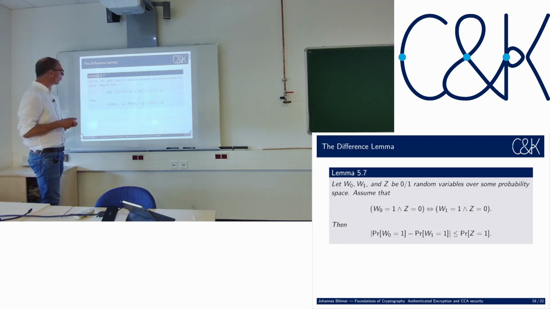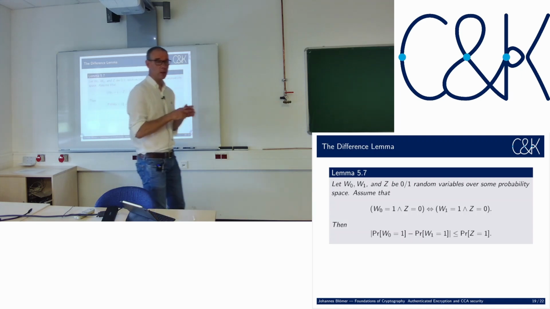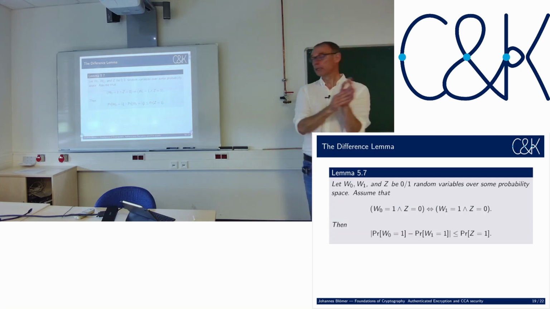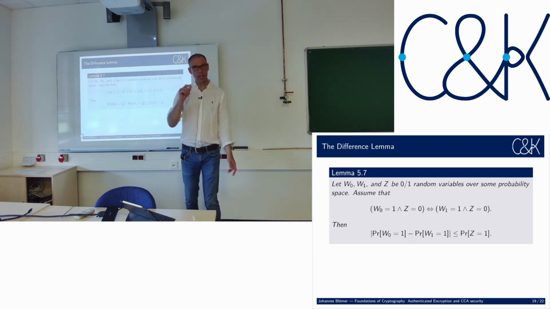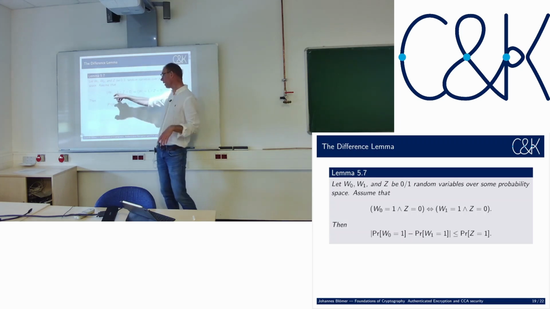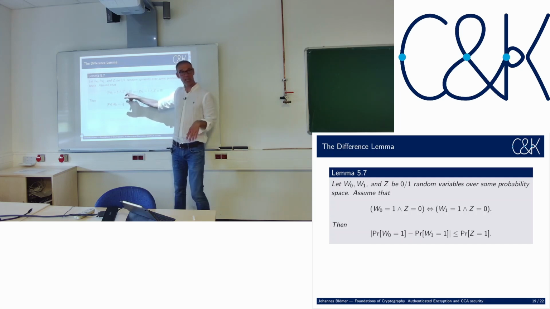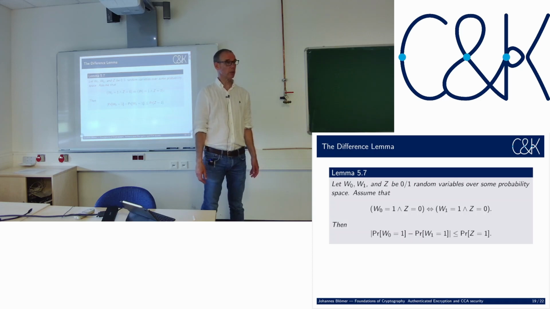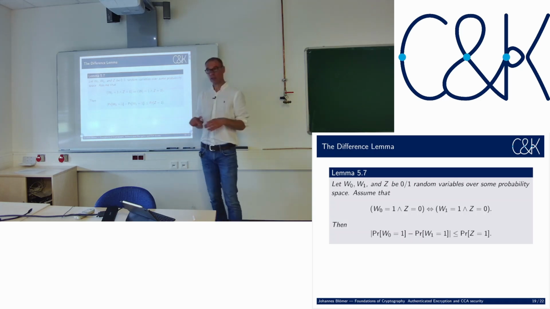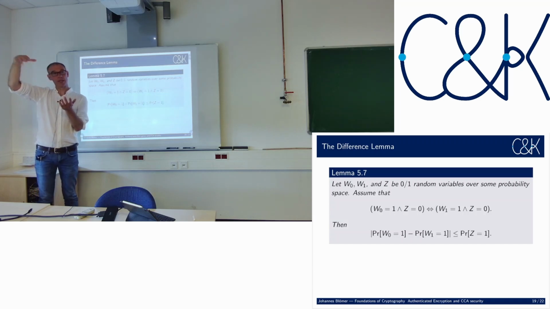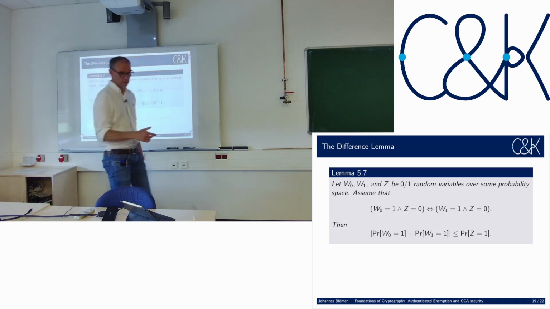So the difference lemma says the following. Assume that we have 3 random variables, W0, W1, and Z, over some probability space, the space of elementary events. And we assume that for each elementary event, if W0 is 1 on that event and Z evaluates to 0, then on that event also W1 evaluates to 1 and Z evaluates to 0, and also the other way around. So this combination of two things is the same for both W0, W1, and this Z. Okay. Clear?